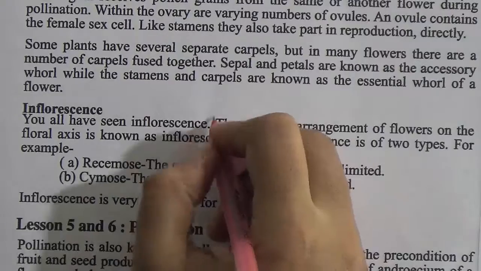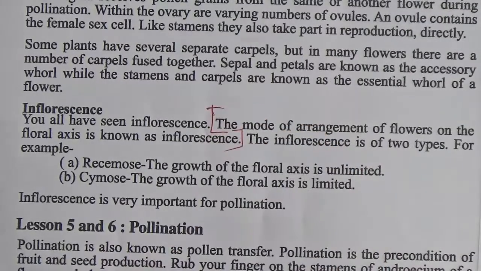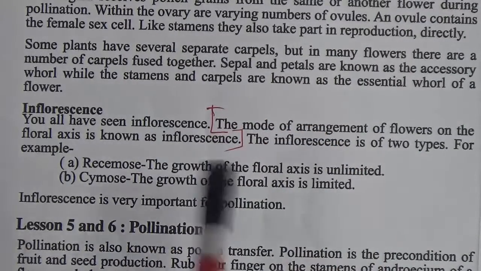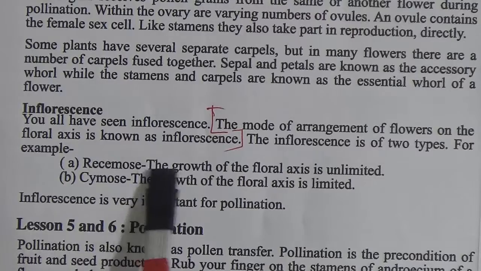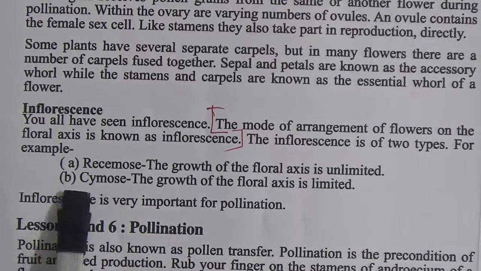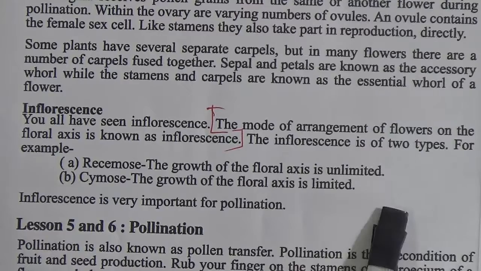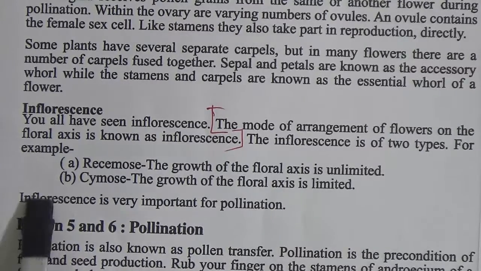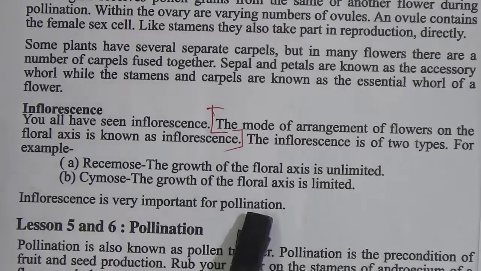This is the definition of inflorescence. And the inflorescence is of two types. First one, racemose, where the growth of the floral axis is unlimited, and cymose, where the growth of the floral axis is limited. The inflorescence is very important for pollination.